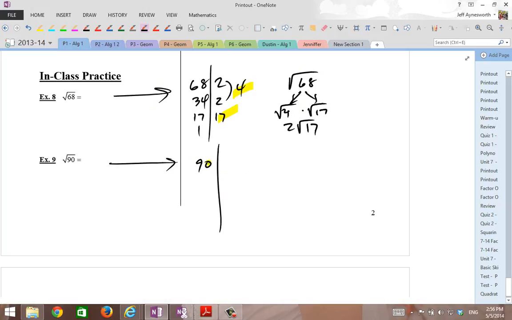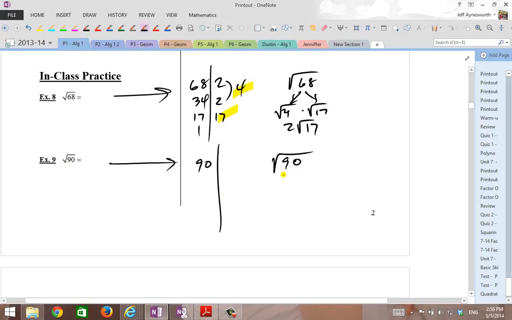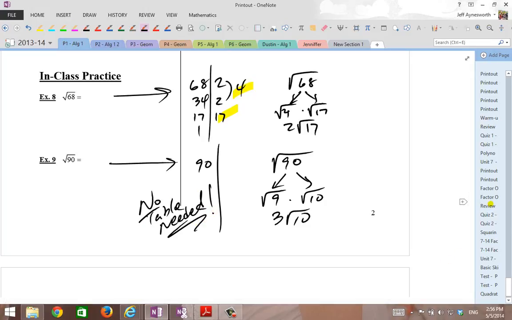So if you want to do this by table, you could. But I already know that the table is really not needed because I know that 9 times 10 is 90. So when it's that simple, just split it immediately. Most people know that 9 times 10 is 90. So if you split the root into root 9 times root 10, you get 3 root 10, and you're done. No table needed, not if you see the factors. Not when it's that easy.